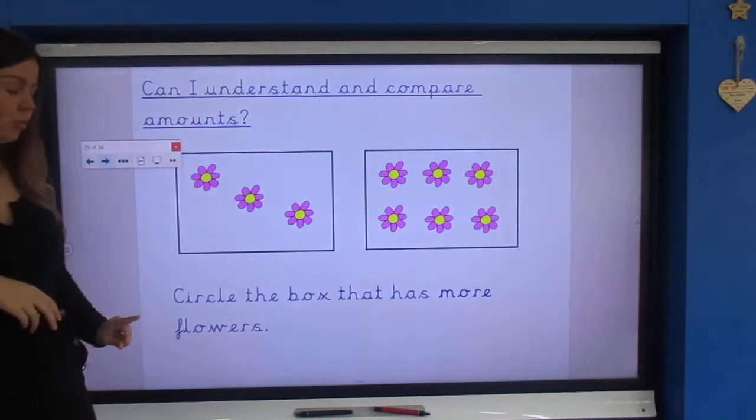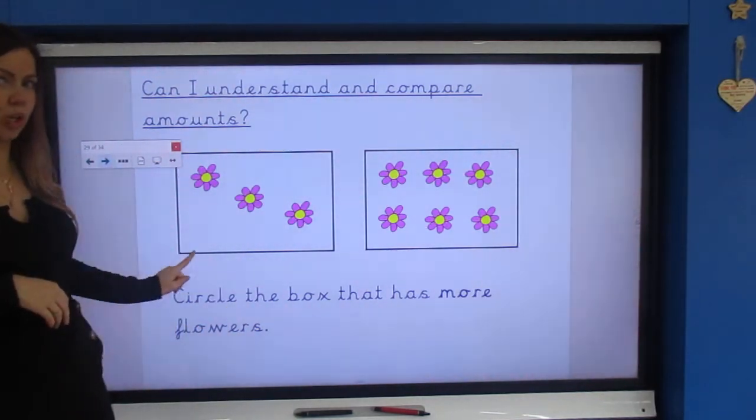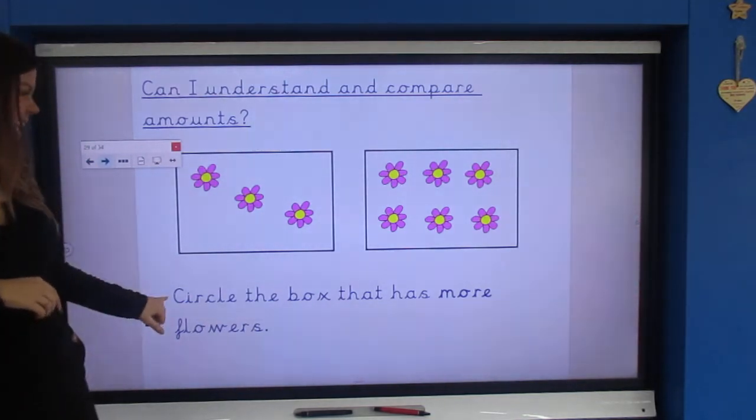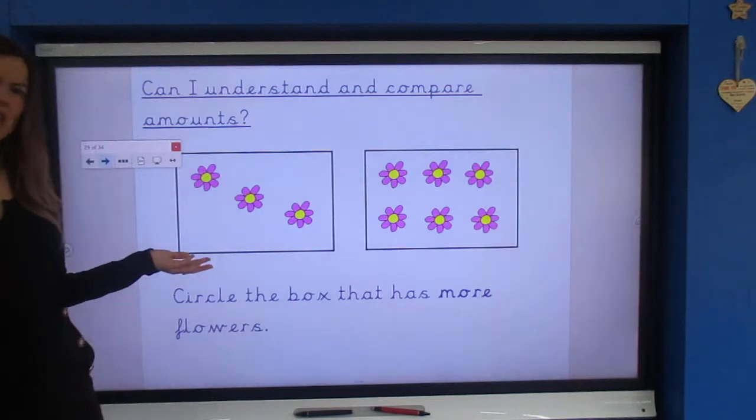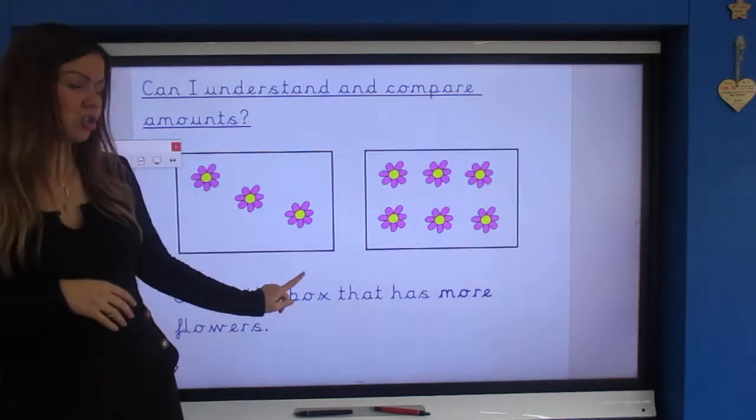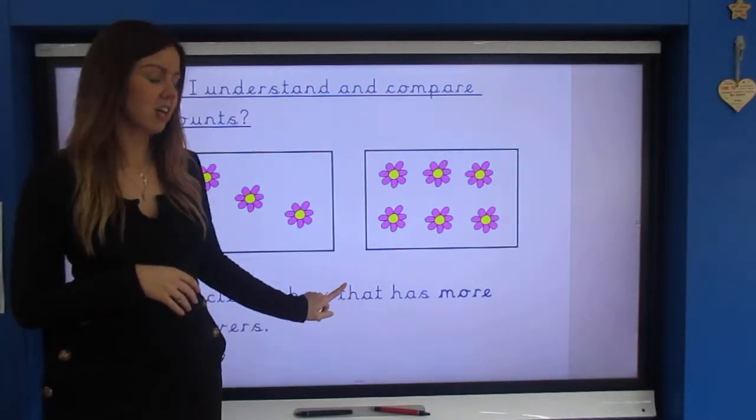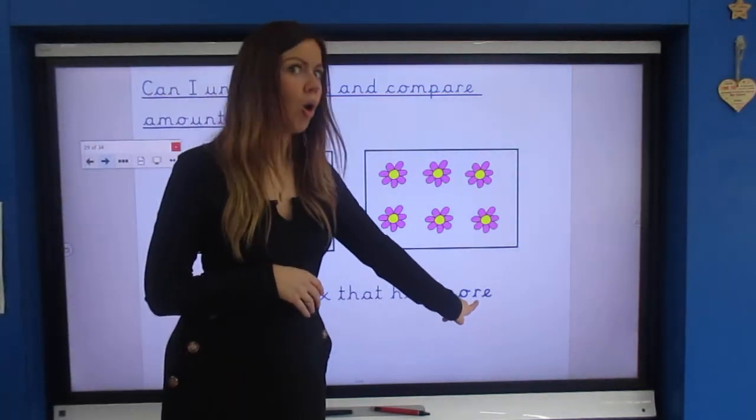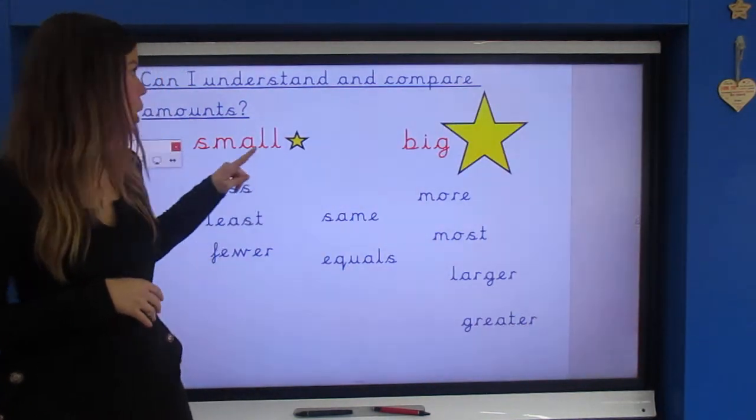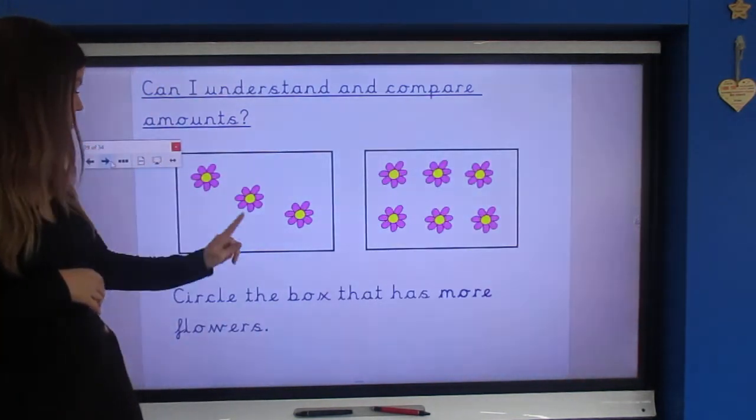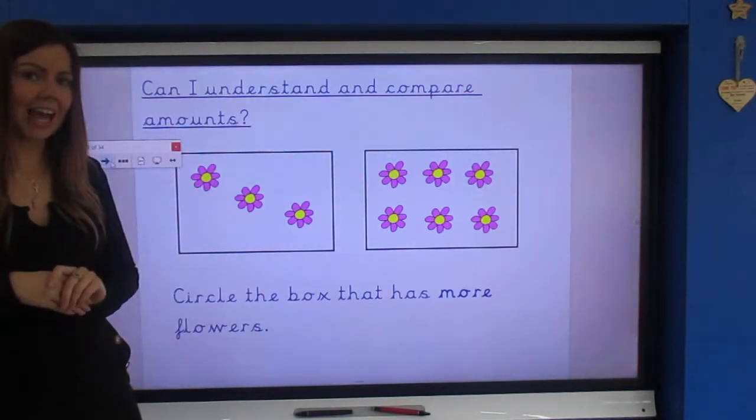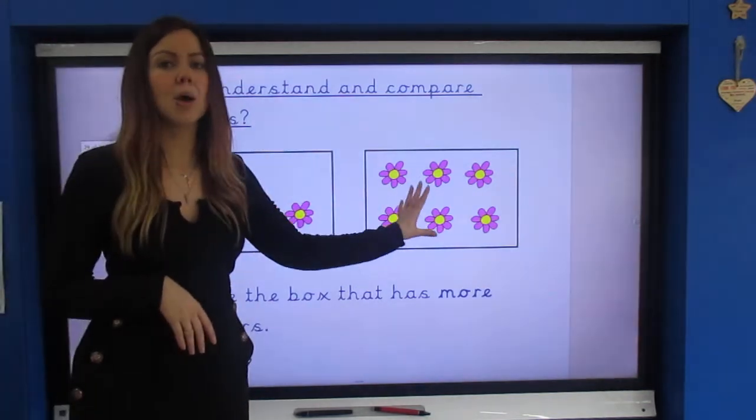It says circle. It's good to recognise this word circle because it appears lots of times in maths questions. And even though it starts with a C, it's not a K sound, it's a circle. Circle the box that has more. Remember, it was here, more. That has more flowers. So it's understanding that language, which one has more.